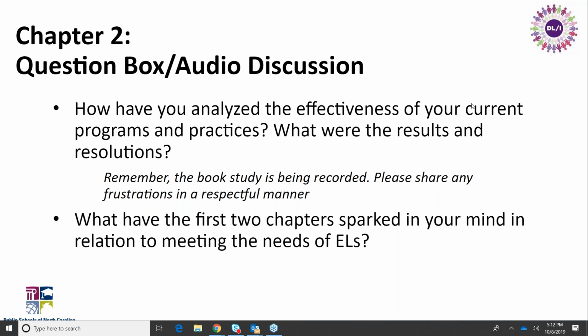How have you analyzed what you're doing? How are you looking at your data? And then what are you going to do no matter what that data said? Even if your data came out great, what are you going to continue doing, or what are you going to do if you need to make improvements? And some of you have touched on this already.